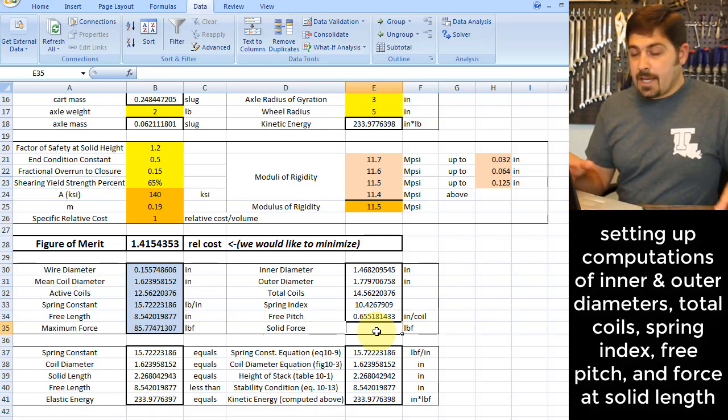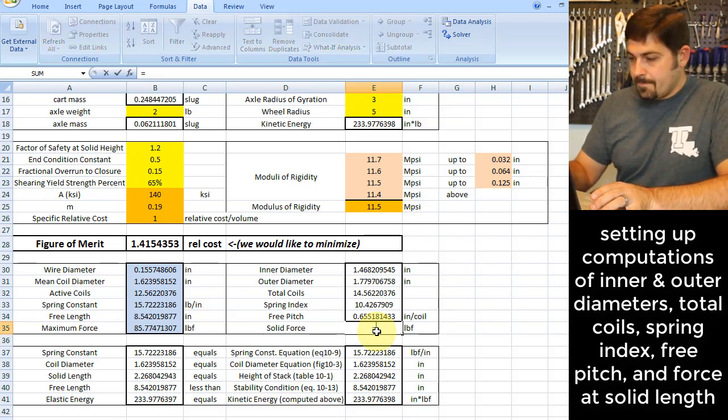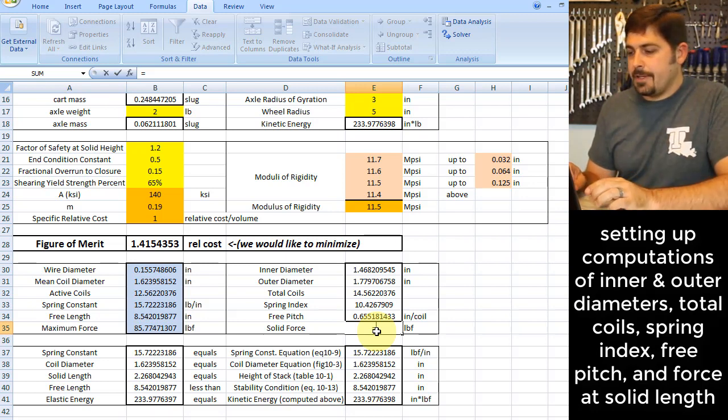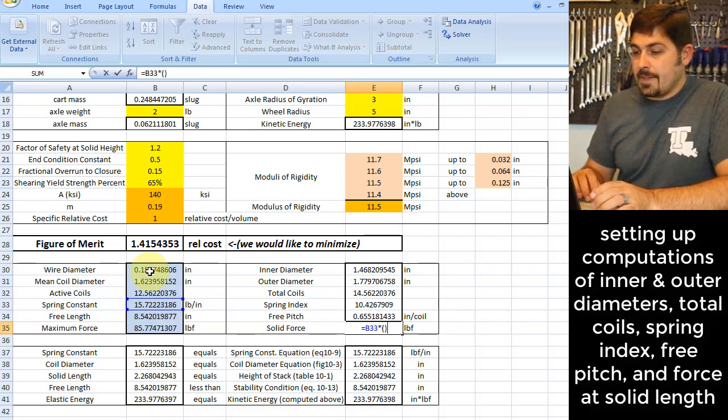All right, the next thing to look at is the solid force. Okay, that's how much force is in the spring at the moment it goes solid. Okay, and this you just use Hooke's law. We already know the spring constant. You just take that and you multiply by the deflection at that height, and the deflection, we looked at this earlier, is just equal to free length minus solid length, and the solid length, I believe, was down here.